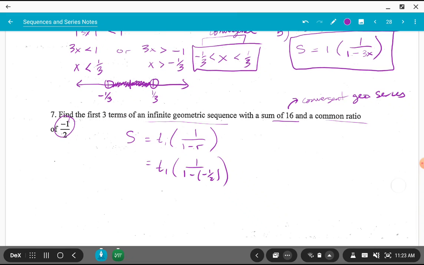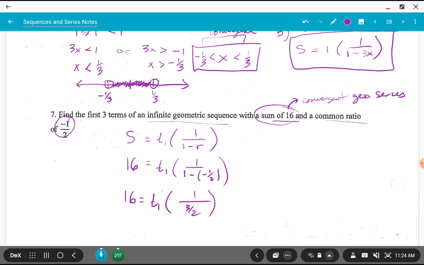Let's see, what else do we know? We don't know the first term. We don't even know the first three terms. But what we do know is that the sum of the entire series is 16. That's going to be our S value. We only have one more thing left to solve, t sub 1. So let's go ahead and do that. We get 16 equals t sub 1 times 1 over 1 plus half, or that's the same as 3 halves.